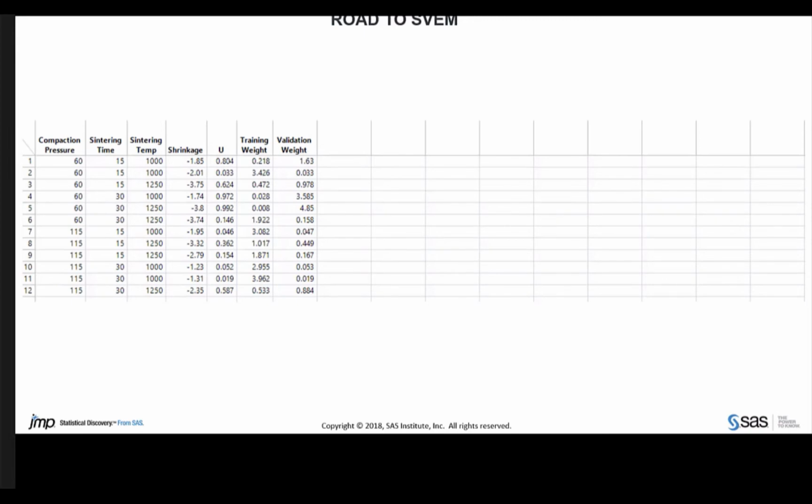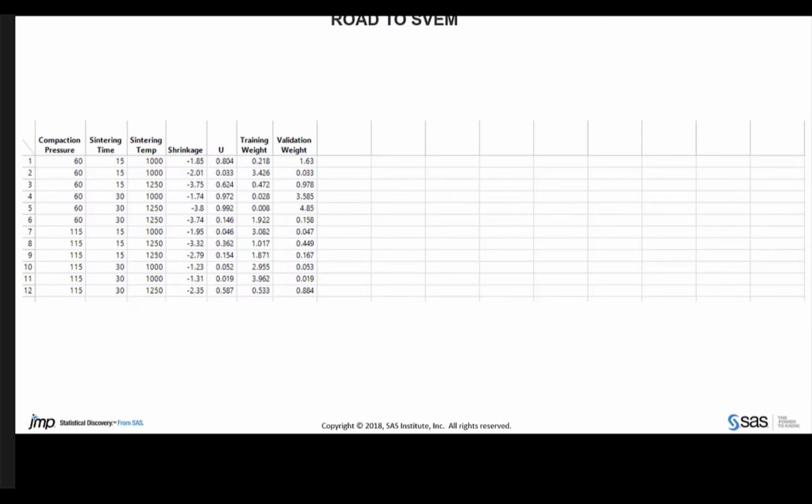So let's apply this to the modeling of the shrinkage response. Here we have our input columns over to the left, followed by shrinkage. We have the uniform random variable, the training weight, and the validation weight. Notice how the training and validation weights are anti-correlated, so that when the training weight is large, the validation weight is small, and vice versa.